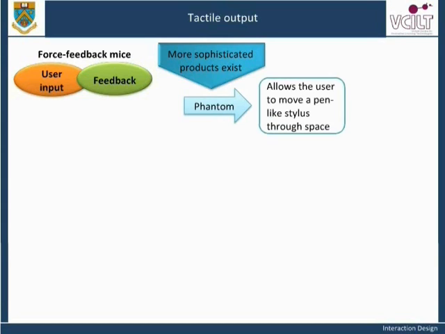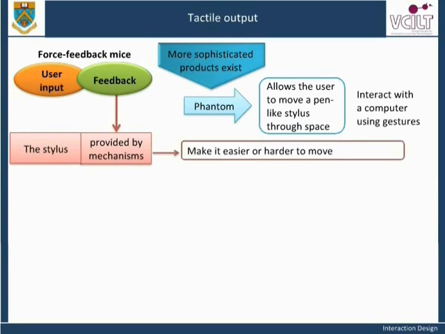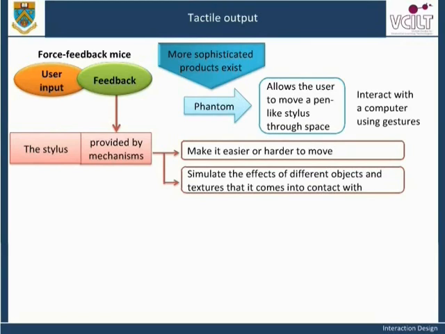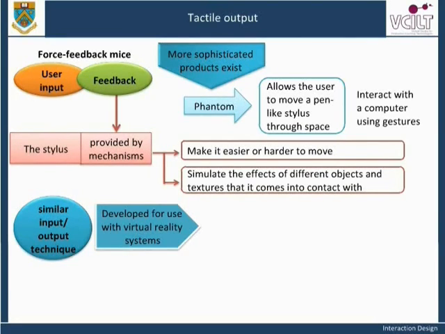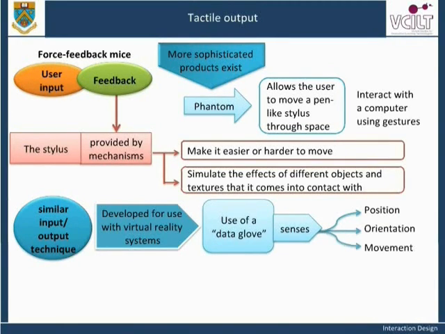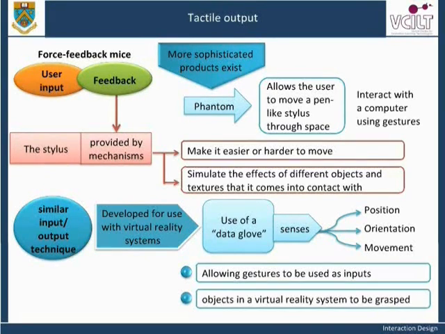For example, the Phantom allows the user to move a pen-like stylus through space in order to interact with a computer using gestures. Feedback is provided by mechanisms attached to the stylus that make it easier or harder to move or simulate the effects of different objects and textures that it comes into contact with. A similar input/output technique that has been developed for use with virtual reality systems involves the use of a data glove, which senses the position, orientation, and movement of the user's hand, allowing gestures to be used as inputs and objects in a virtual reality system to be grasped. Several products exist that add force, pressure, or vibration feedback to a data glove, allowing the user to feel virtual objects they touch or grasp. For instance, Virtual Presence Limited markets a number of products in this area.